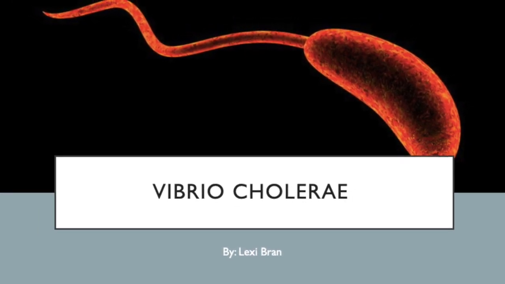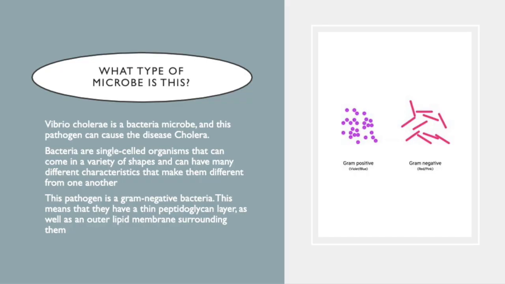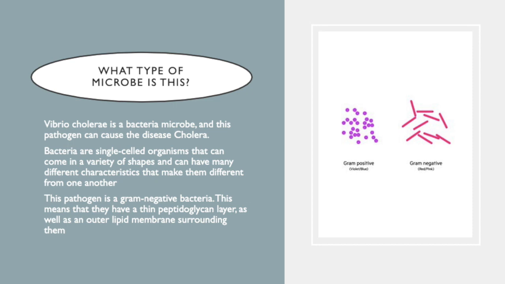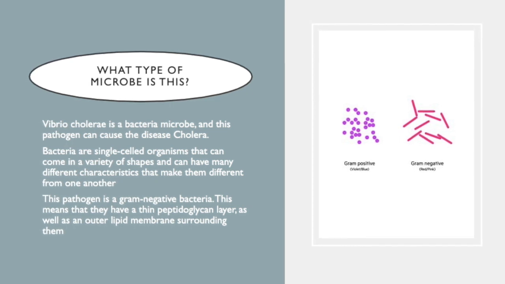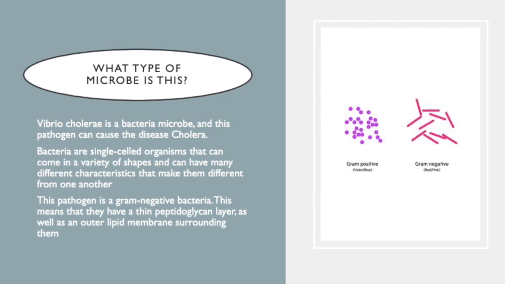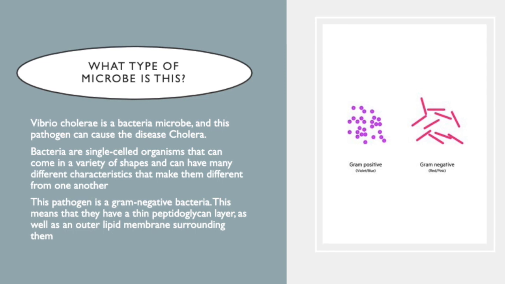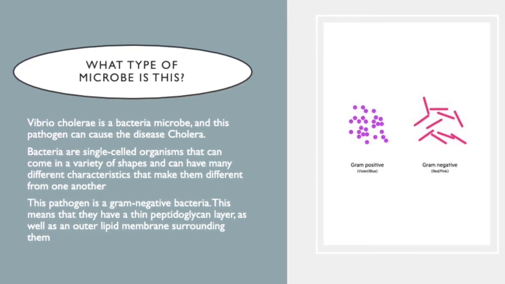In this video, I will be talking about the pathogen Vibrio Cholerae. What type of microbe is this? Vibrio Cholerae is a bacteria microbe, and this pathogen can cause the disease cholera. Bacteria are single-celled organisms that can come in a variety of shapes and can have many different characteristics that make them different from one another.